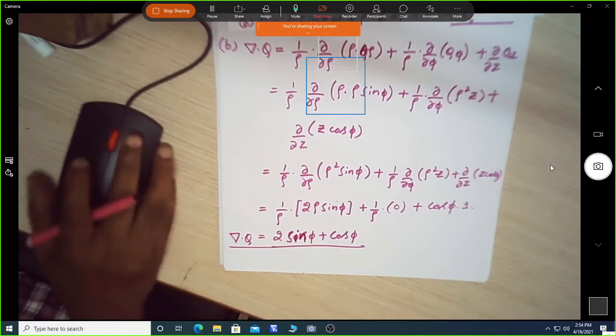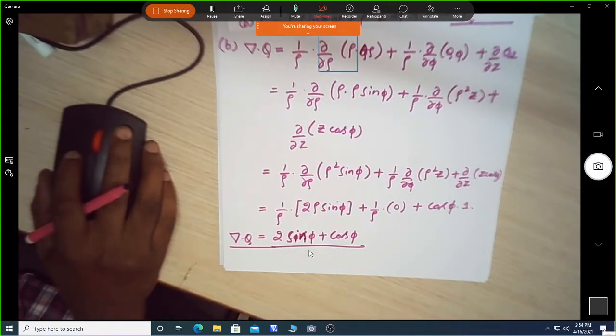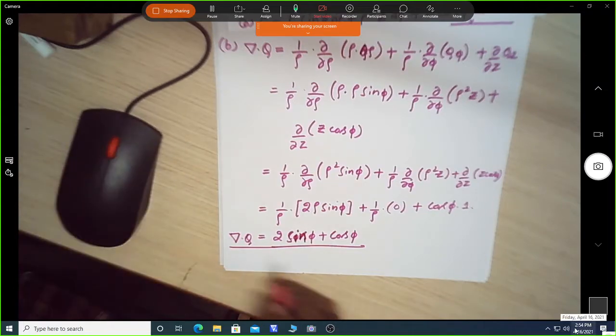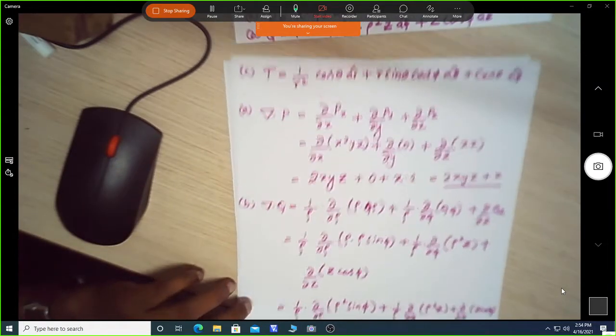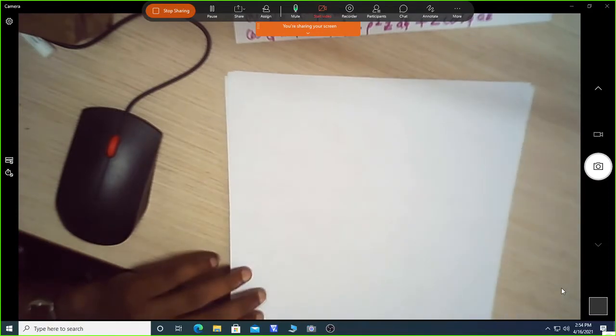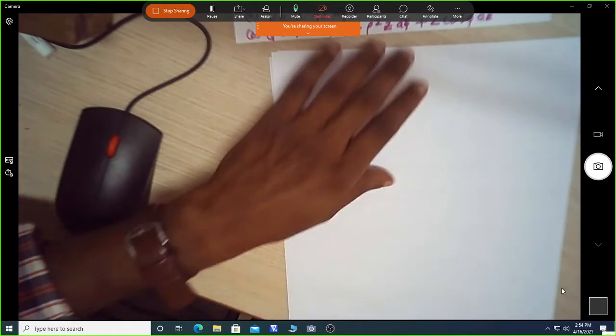Got it? All of you got this answer? Hello, Ankita? Yes, sir. Got it, this one? Yes, sir. Okay. Now similarly find out the next one, the del dot t. You can tell me the answer.